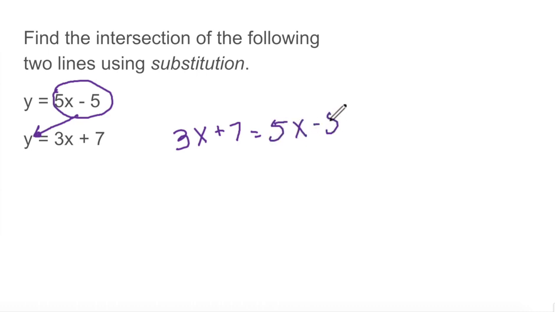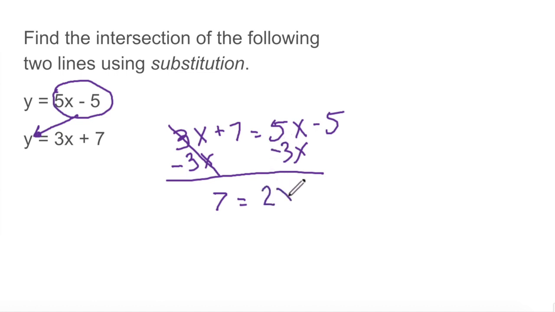minus 5. And then we solve for x. We'll start by subtracting a 3x on this side, and subtracting a 3x on that side. We do that, these cancel each other out, and we get just a 7 on the left equals 2x minus 5. Now we're going to add 5 to both sides to get rid of that negative 5. So plus 5, plus 5.